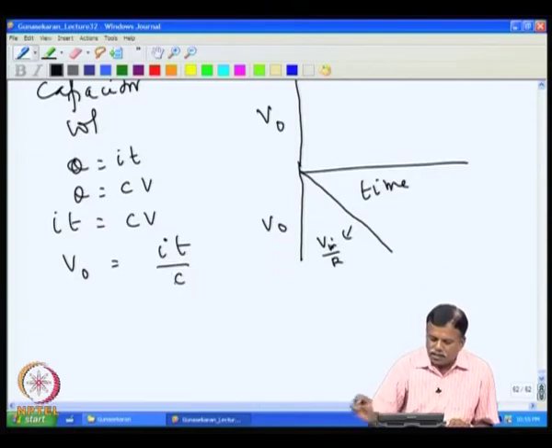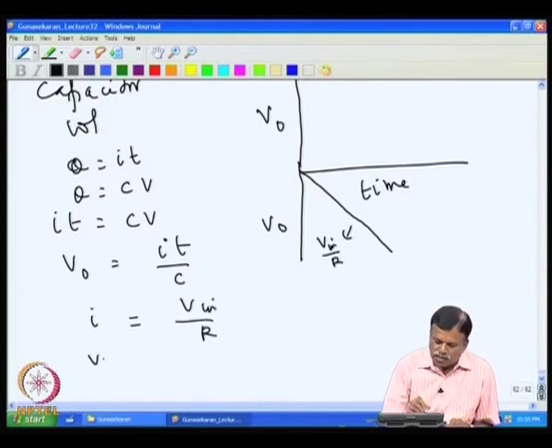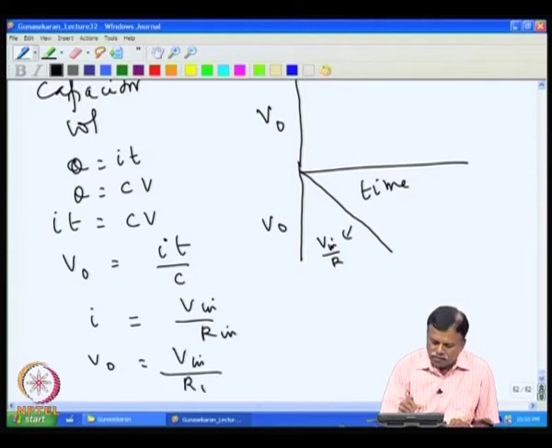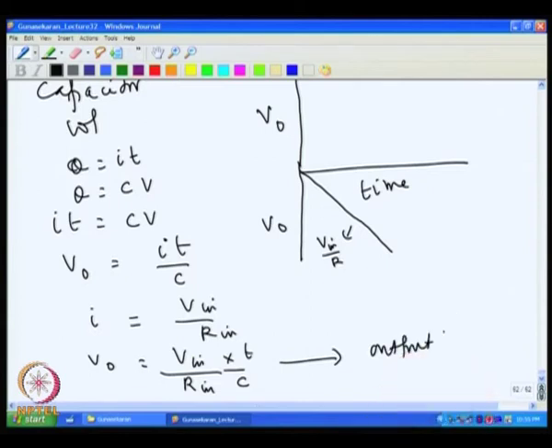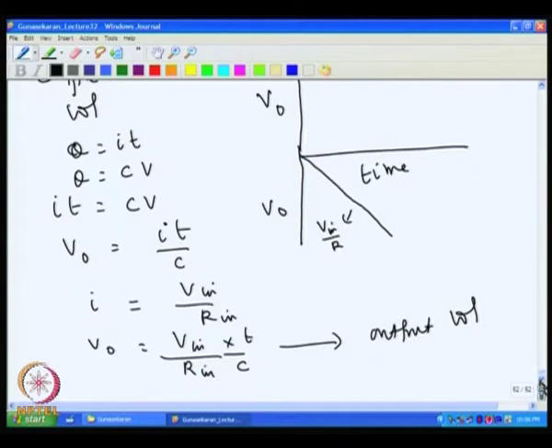So, the current I is given by I is equal to V in by R in. So, V0 is actually given by V in by R in, into T divided by C. That is the capacitor voltage, which is the same as the output voltage. And since it is inverted due to op amp inversion, we get a minus sign due to op amp inversion.